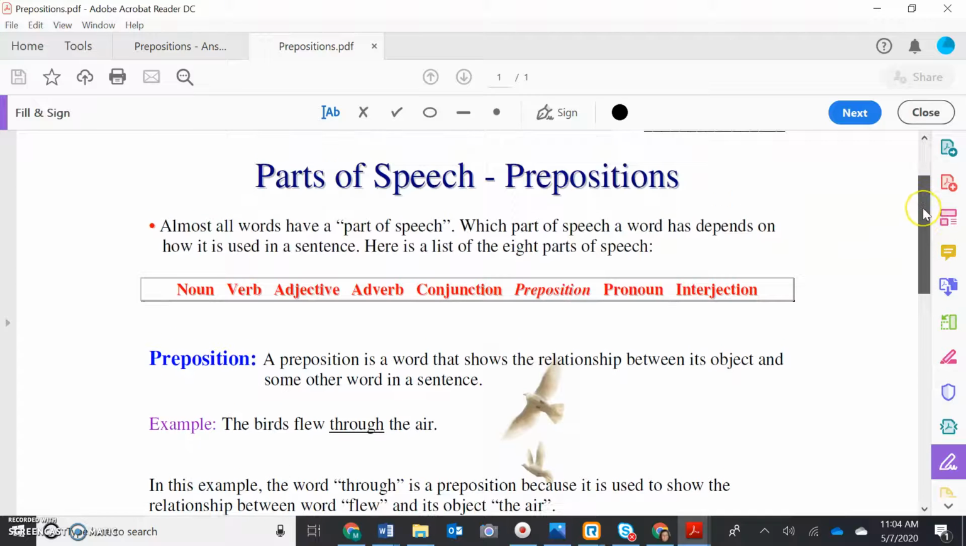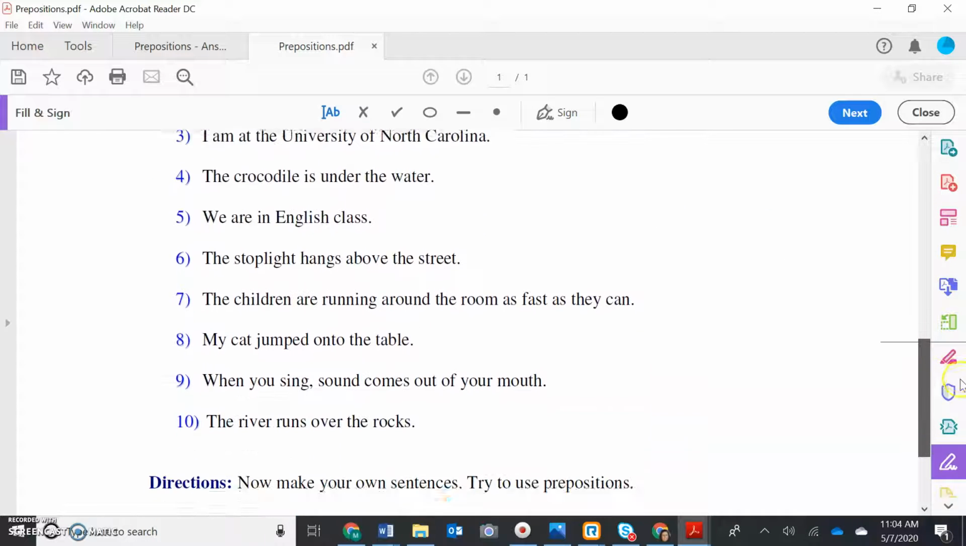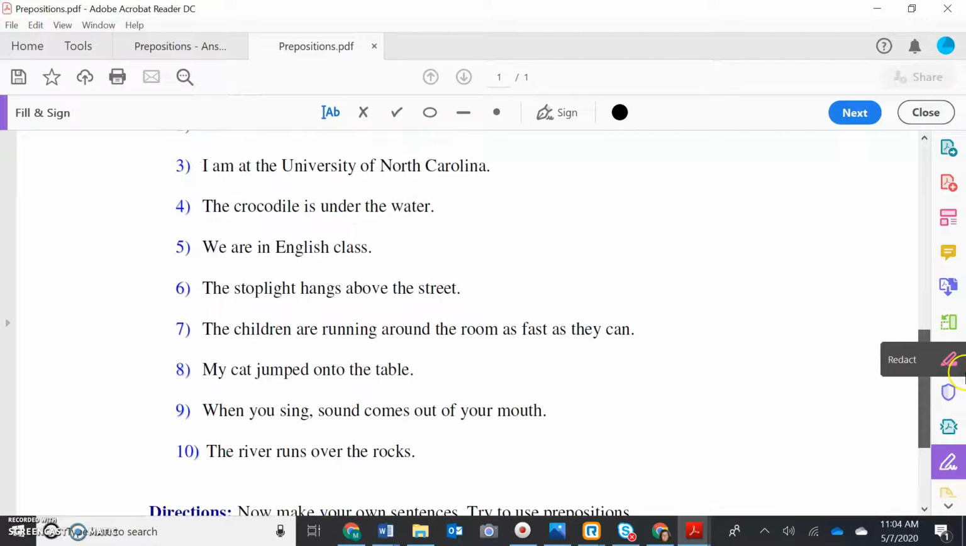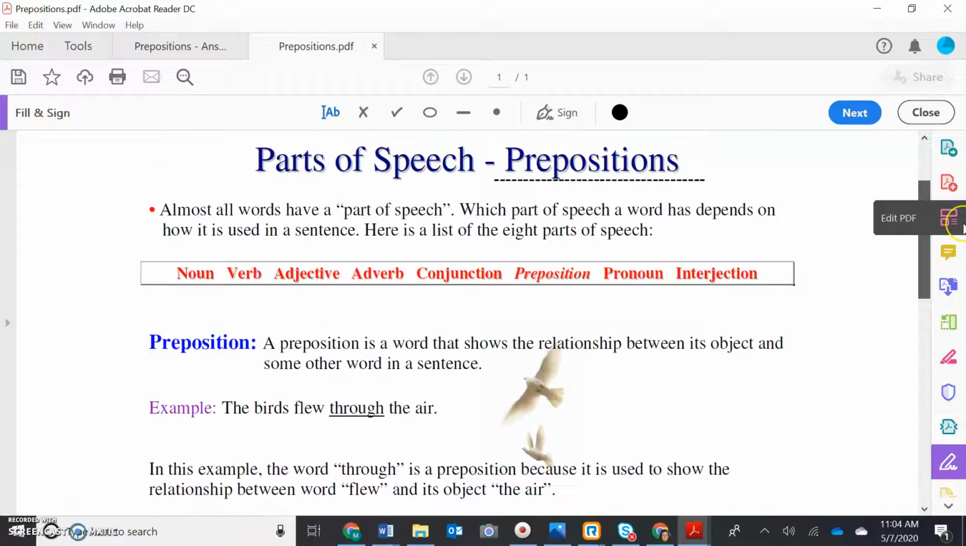Please write at the top of your paper prepositions. So right here, prepositions. That is what you're going to write at the top of your paper. I'm going to tell you what prepositions are, but first, can you number your paper 1 to 10? So you're going to write down 1 to 10, and we're going to write prepositions.